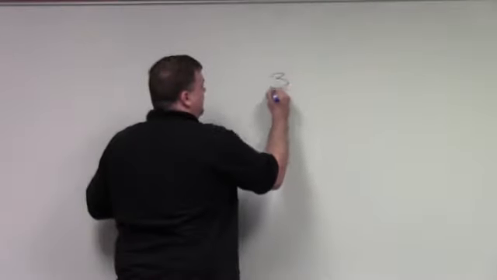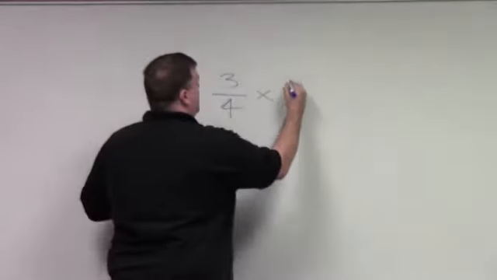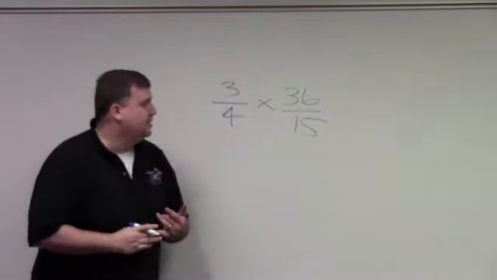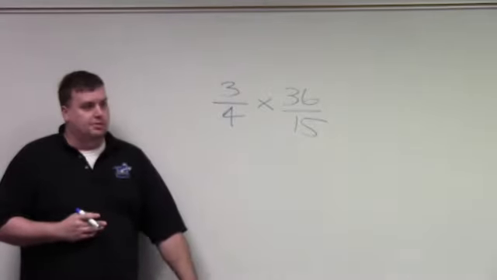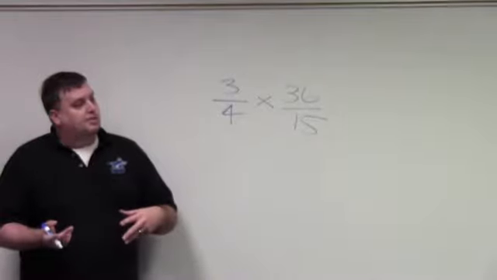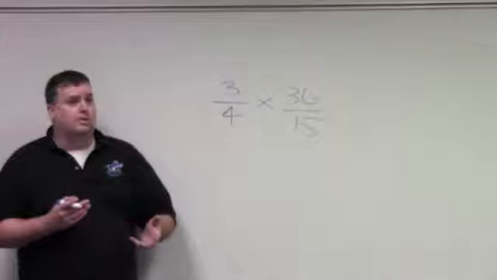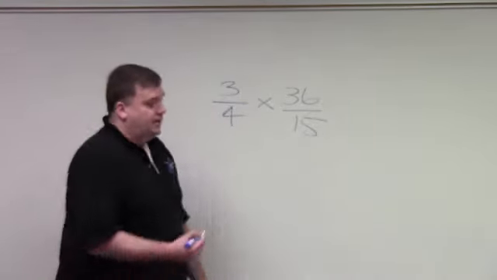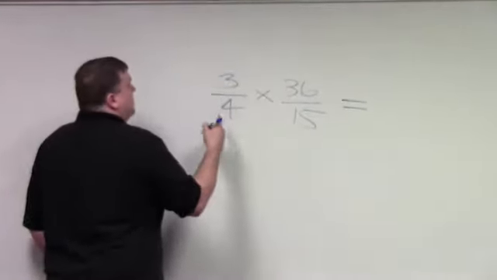So the first problem we have is 3/4 times 36 over 15. Now there's 2 ways you can tackle the problem. One is you can multiply across and then reduce, which some people like doing. I like the other way, which is reducing before I multiply, because it makes the numbers smaller and you don't have to worry about reducing at the end. If you take care of your reducing at the beginning, you've actually taken a lot of work out of the problem. So you always look diagonally.